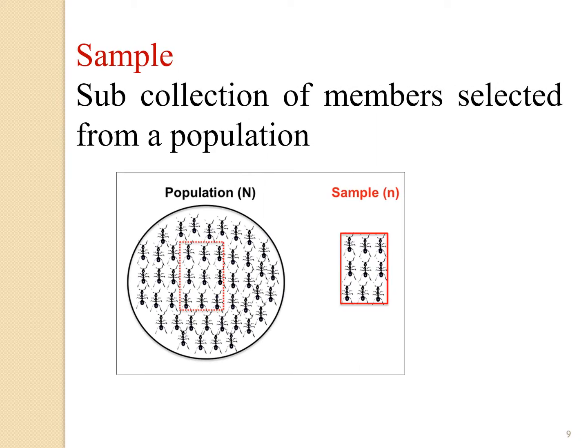A sample means a subcollection of members selected from the population. This is the population, and this is the sample. We randomly choose the sample from the population, so the sample is a subset of the population. Usually we denote the population size as big N and the sample size as small n. This is standard notation, and we will use it later in our slides. In this section, the population and sample definitions are very important.